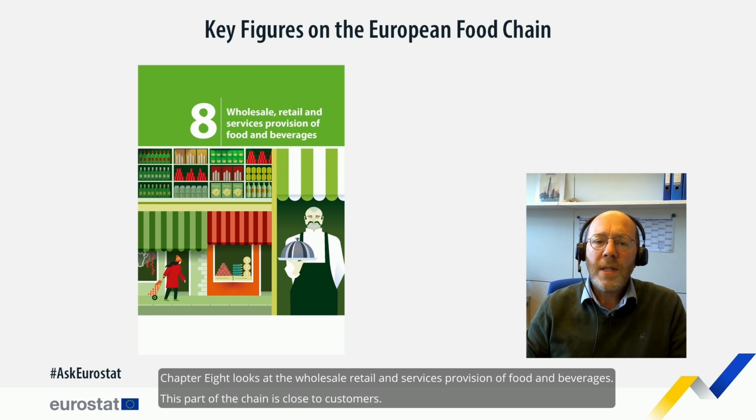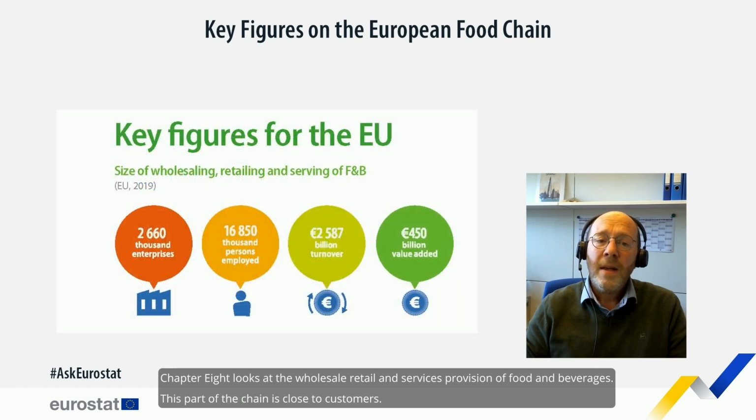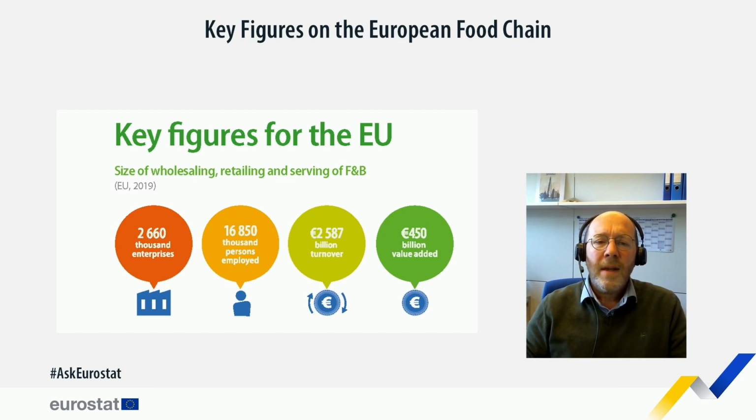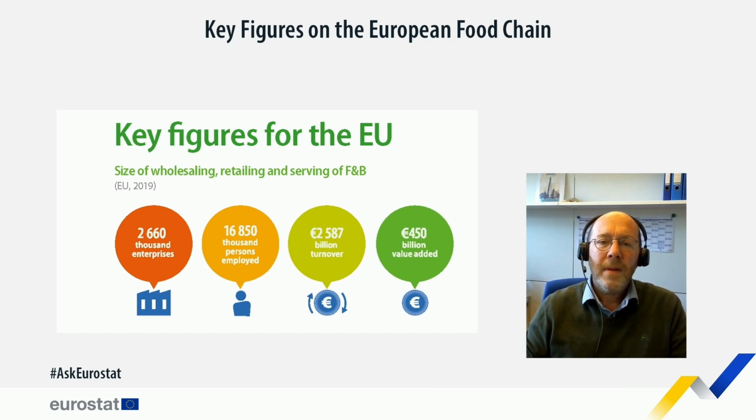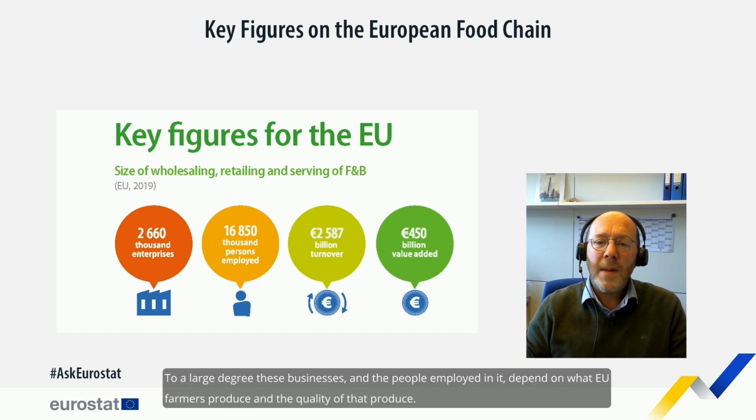Chapter 8 looks at the wholesale, retail and services provision of food and beverages. This part of the chain is close to customers. It's a big part of the chain. Look at the bubbles and you can see that it employed about 16.9 million persons in the EU in 2019 and had a turnover of 2,287 billion euros. These are big numbers. To a large degree, these businesses and the people employed in it depend on what EU farmers produce and the quality of that produce.